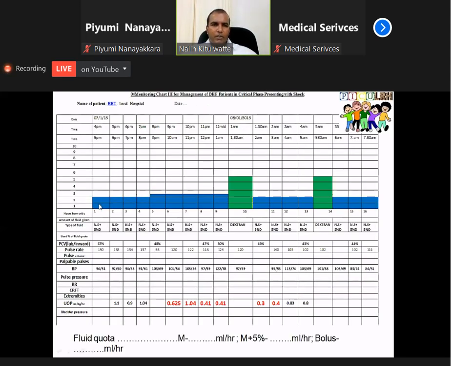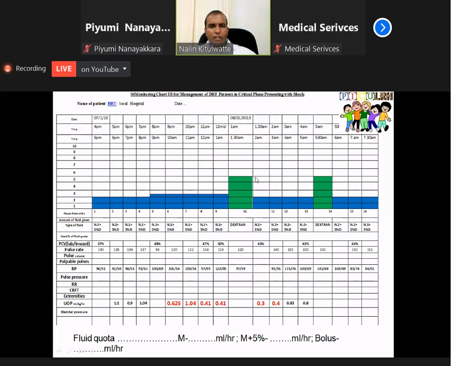This is what has happened. Look at this, a very small amount of fluid. You can see the PCV was 37, 48, 47, 50. And look at the urine output: 1.1, 0.6, 1, 0.4, 0.4, 0.3, 0.4. And the heart rate: 150, 130, 137. So the pulse rate is high. You are giving a small amount of fluid, PCV is going up, urine output is coming down. You don't need a big brain to understand that this fluid is not enough.